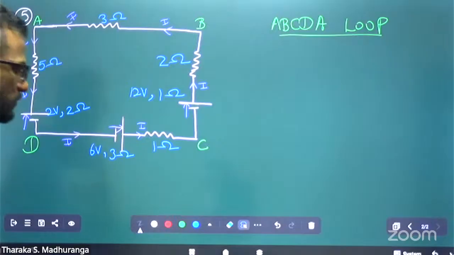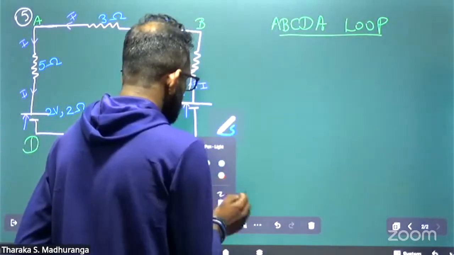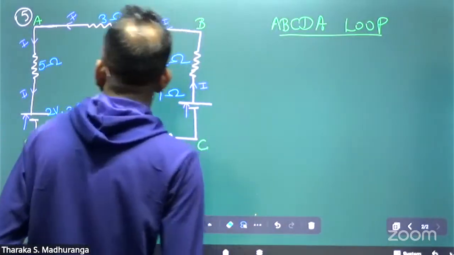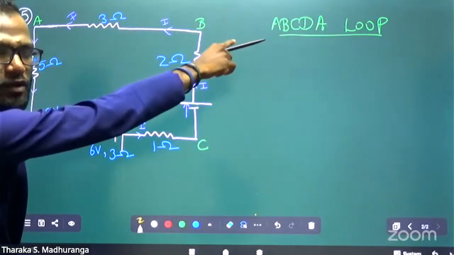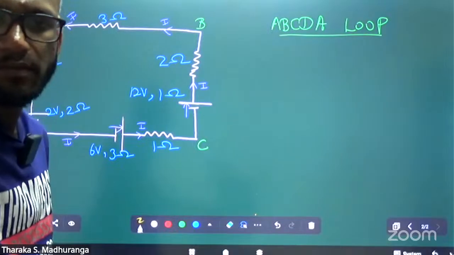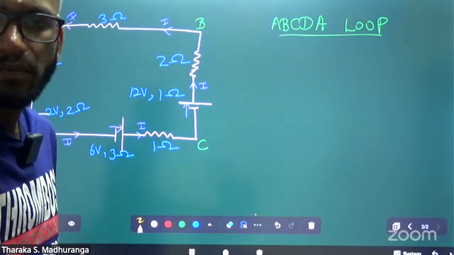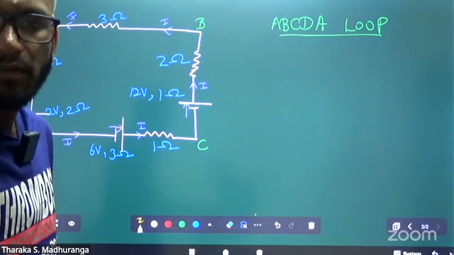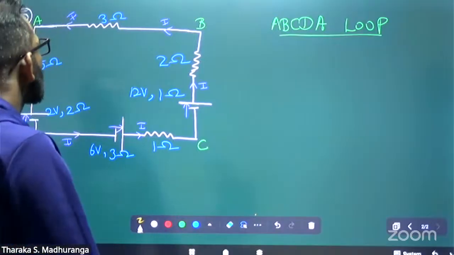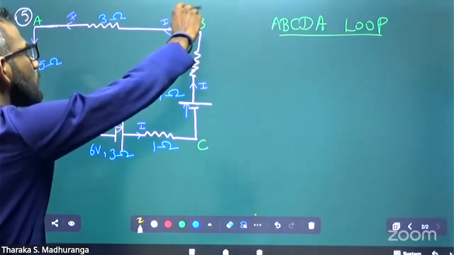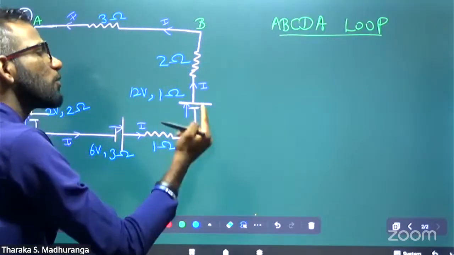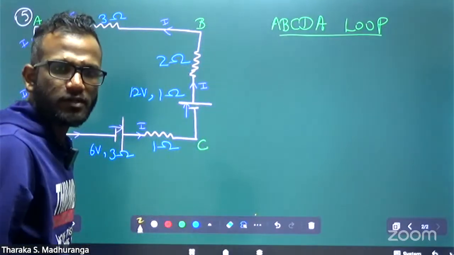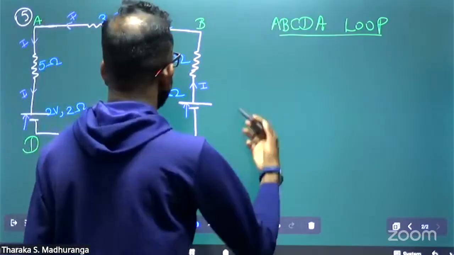Okay. Now I'm going to start from A. A to B, no cell, according to our coordinates. B to C, there is one cell. It is opposite direction to our side. The electromotive force is opposite to our direction.